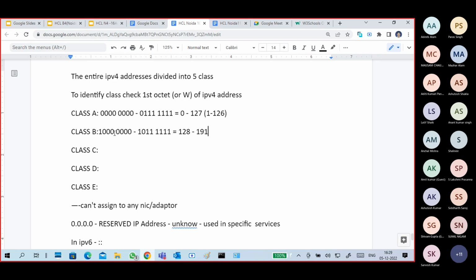$191. In a class C, so what is the next number? 110. This is the number. Okay. So in a class C, the first three bits are reserved. 110 is reserved. The remaining become ones. It is 192 to 223.